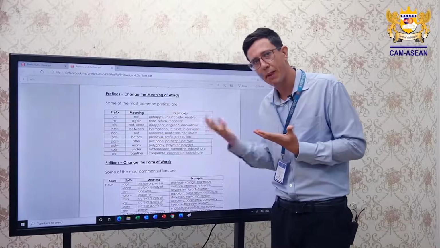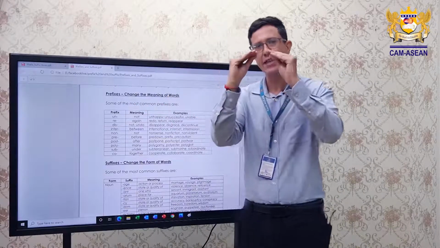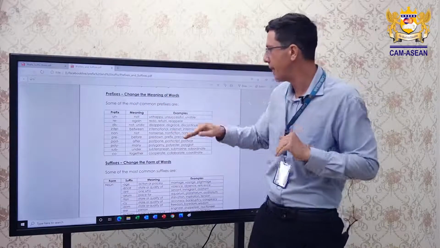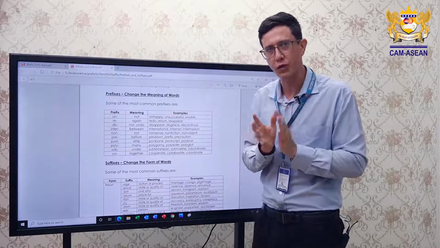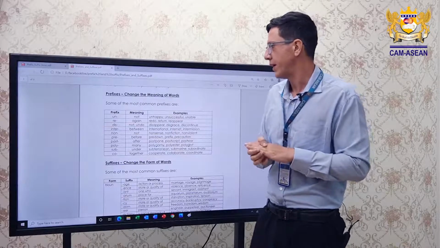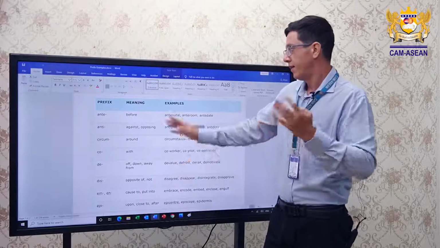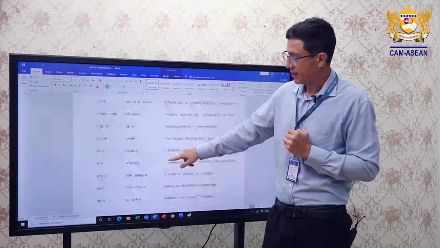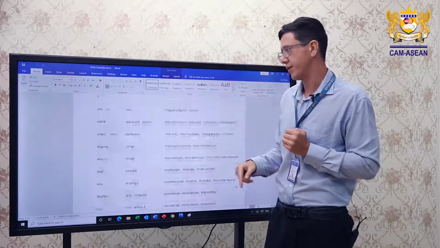Well, we have to take it from the root word. We have to take it from the main word. Remember, prefix changes meaning. So we take the definition of our main word and then we change that meaning with the prefix. Okay? And this is very common. Now, these are some common prefixes, but let's look at a bigger list. As you can see, it goes on for quite a long time. And these aren't the only ones.